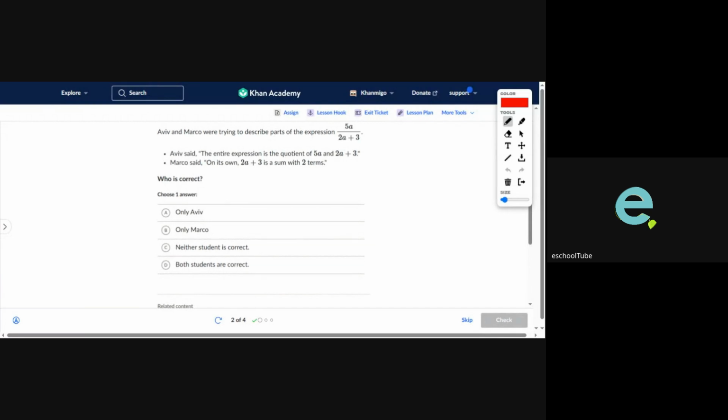Aviv and Marco, these are names. We're trying to describe parts of the expression. So this is the expression. What is the expression? 5a divided by 2a plus 3.